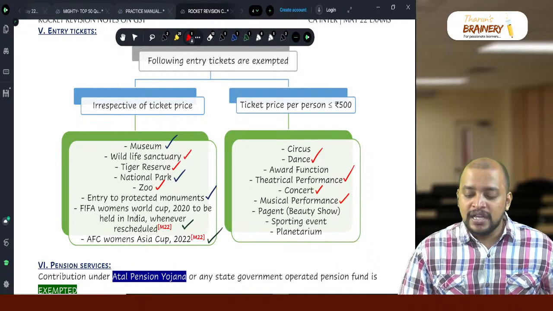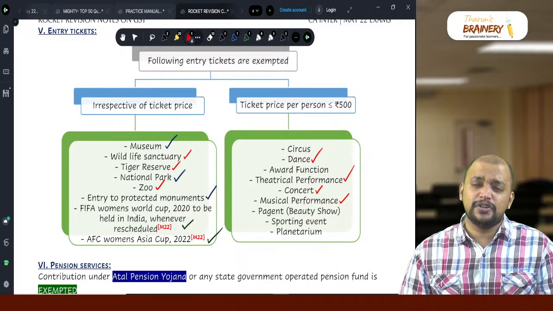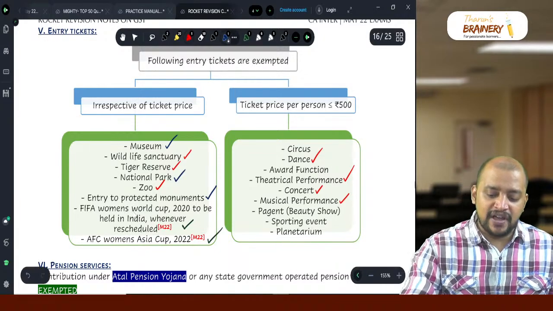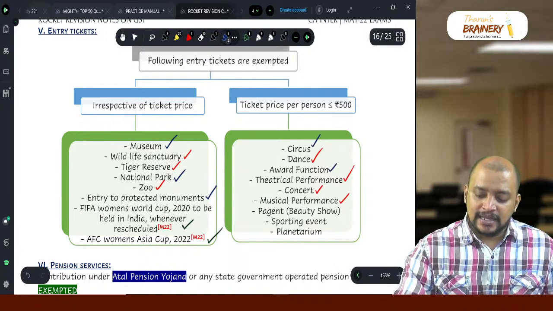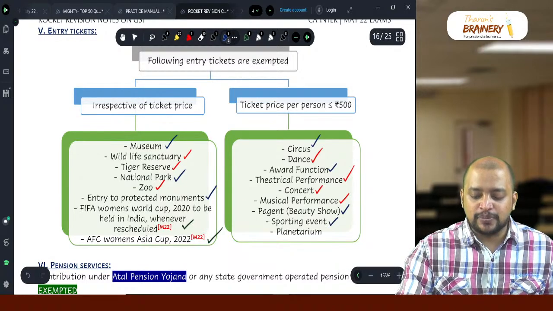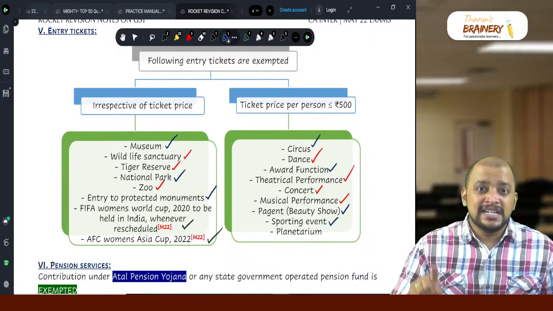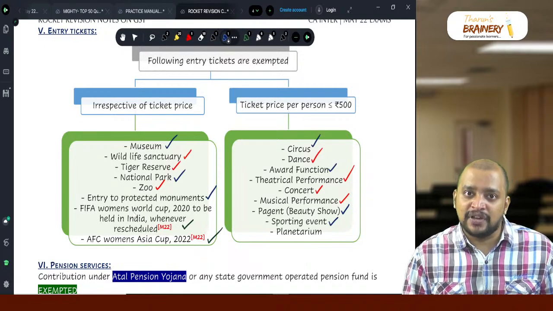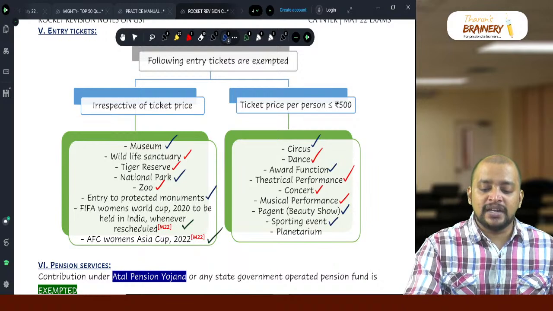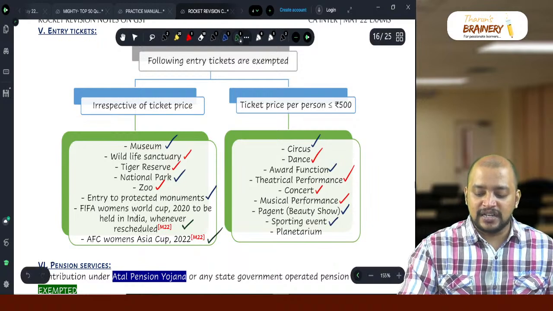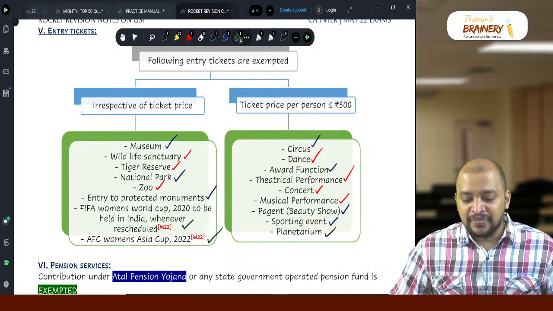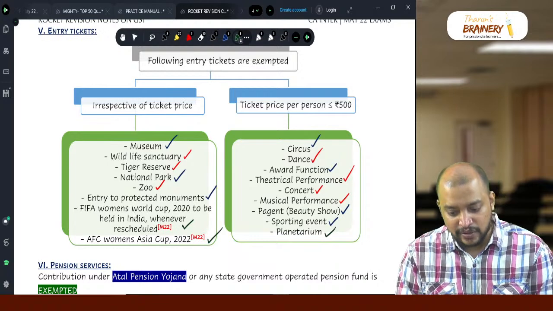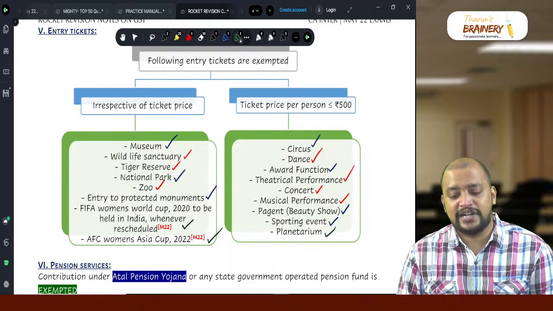Then the next four are related to events. What are they? Award function, circus, pageant, that is beauty show, and sporting event, any sporting event. Then one place. What is that one place? That is planetarium. So these are all the entry tickets which are exempted if the ticket price does not exceed 500.